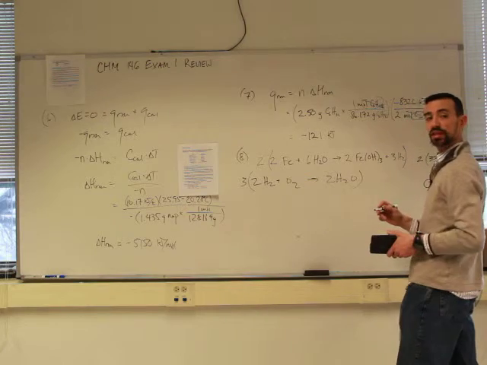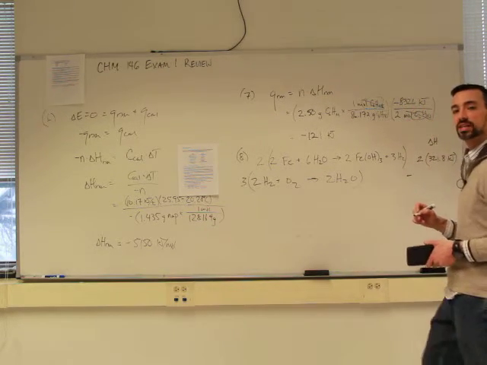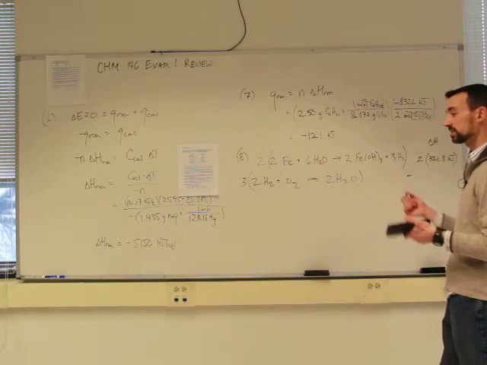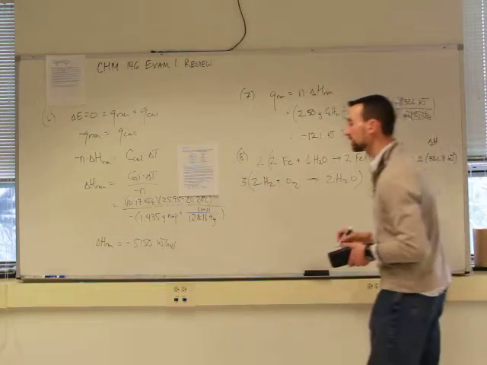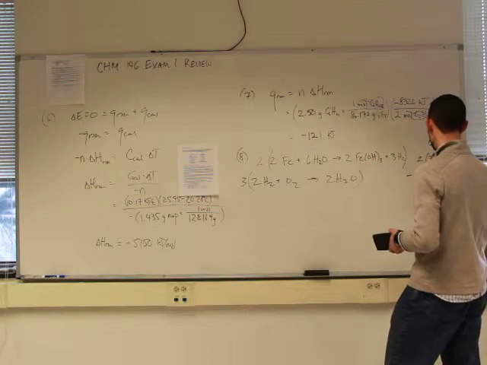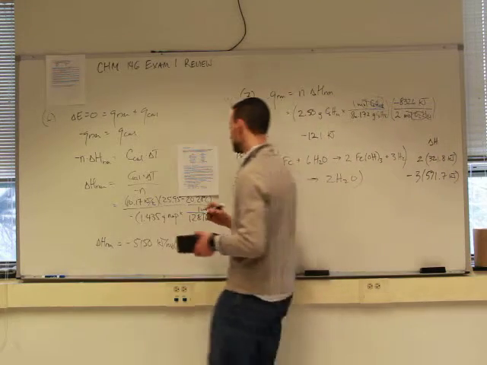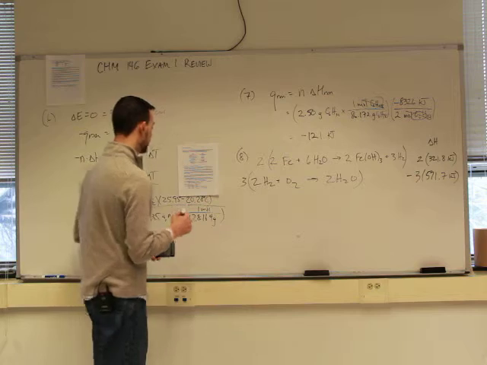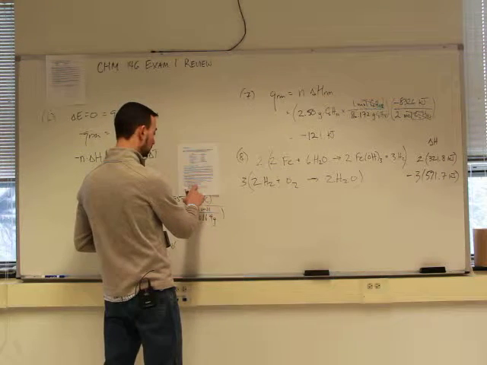So I've done 2 things to that reaction. I switched its direction, which would introduce a negative sign, or change the sign of its energy, and I tripled it. So I'm going to multiply its energy by -3. Its enthalpy change was -571.7 kilojoules.